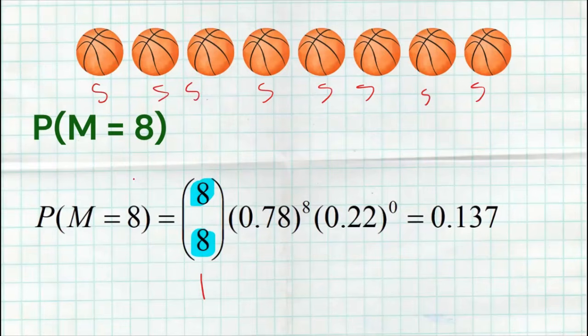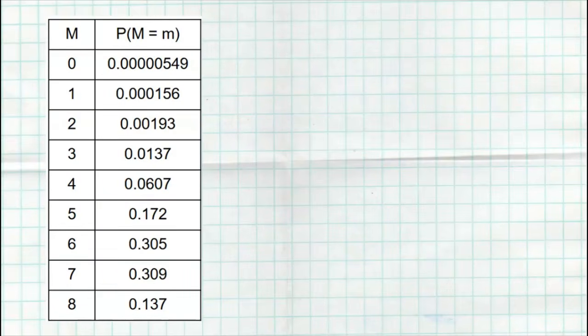You get the idea. And then all 8 are makes, 0.78 raised to the 8th, and then we have 0.22 raised to 0 because if she made 8 of them, then she missed none of them. And our final probability there is 0.137. So here is the final probability distribution with literally all of the outcomes listed and all of the connected probabilities that we just showed you how to calculate.